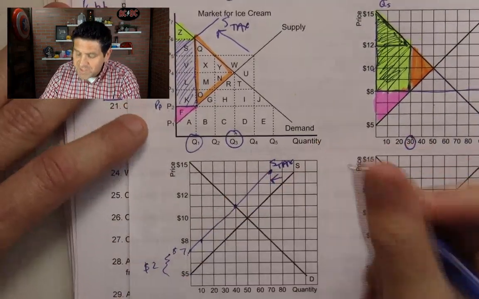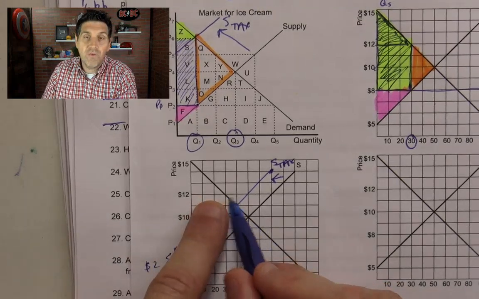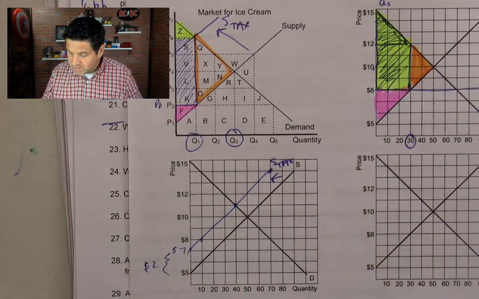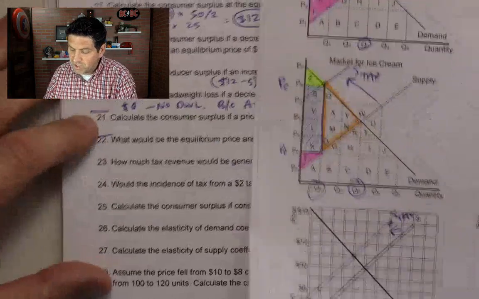The reason why that matters is a lot of students jump straight to, well, if the price was 10, now the price is going to be 12 because that's $2 higher, but that's not how it works. So there it is. That's the graph it's referring to. So that's the graph I'm going to answer these questions with.